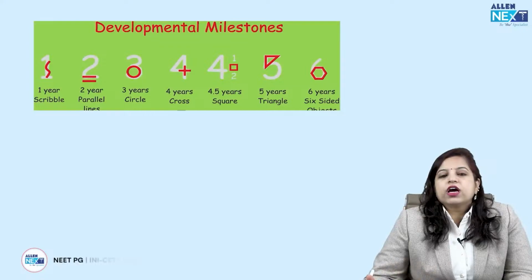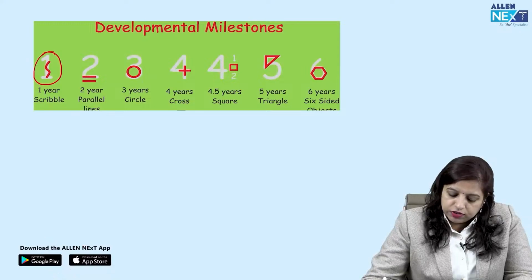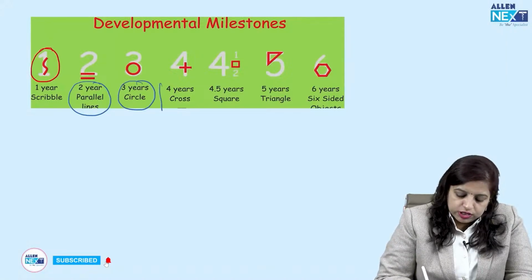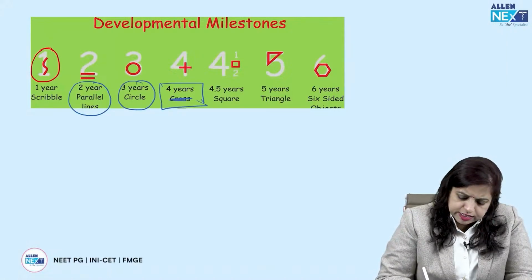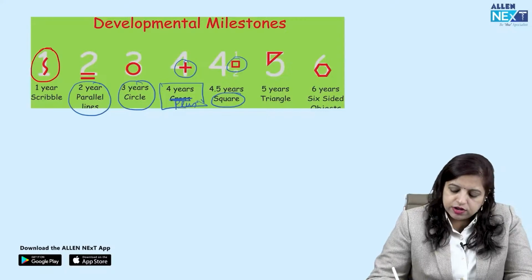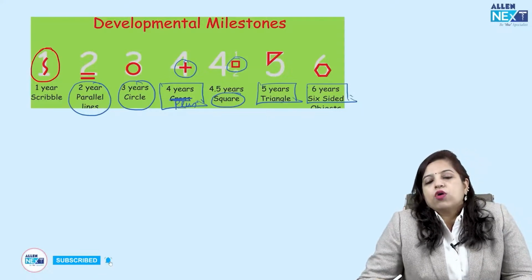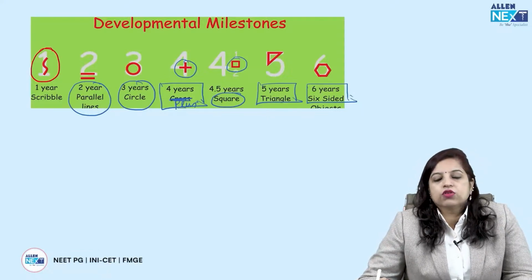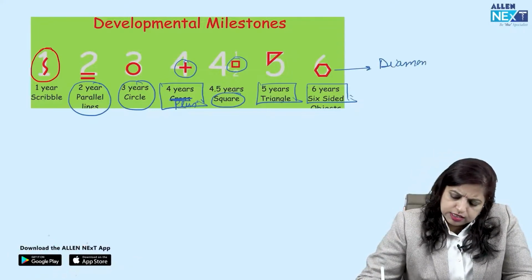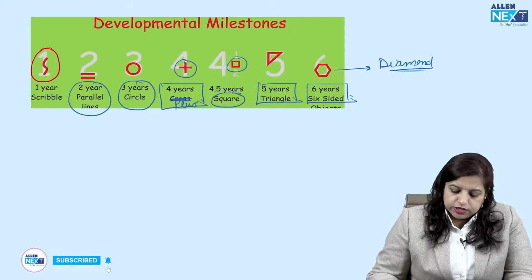So this is how we are going to remember. At 1 year of age, the child can scribble, right? At 2 years of age, the child can draw 2 parallel lines that we have just discussed. At 3 years, circle. 4 years, plus sign. Let us say plus sign rather than a cross. So 4 years plus sign, 4.5 years comes the square, and then 5 years comes the triangle, and finally at 6 years the child can draw a 6-sided figure, or maybe even a diamond can be drawn at 6 years. So 6 years, if they ask, then diamond drawing, that comes at 6 years, right? Or a 6-sided figure. Okay, now let us move forward.